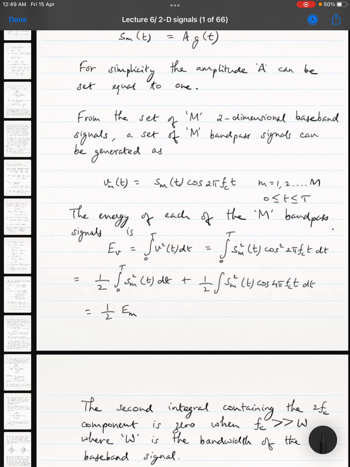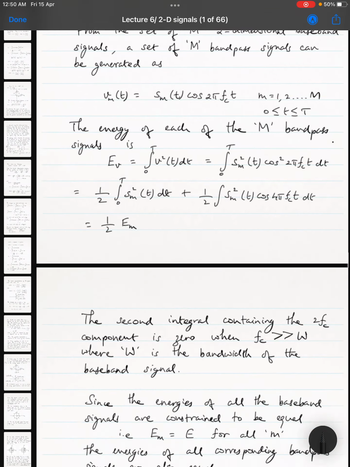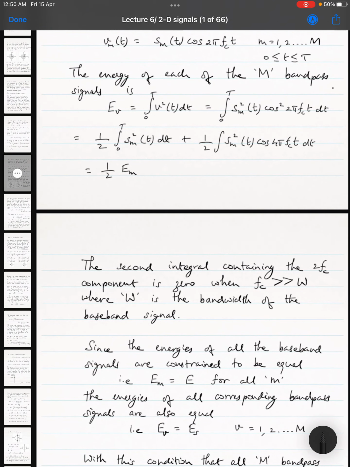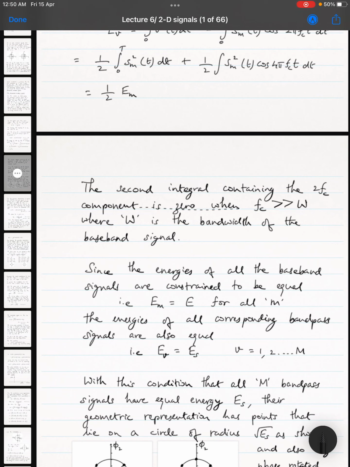So that leaves us with only this first integral, which is basically the energy of the baseband signal. Okay, so half multiplied with the energy of the baseband signal. So this is again a result that we have seen earlier when we were discussing bandpass PAM signals, and the fact is that the bandpass signal energy is half the baseband signal energy. So the energy of the signal in the bandpass is half the energy of the signal in the baseband, which is something which we have seen earlier a couple of lectures back. Okay, so this is what we have mentioned here. The second integral turns out to be 0.